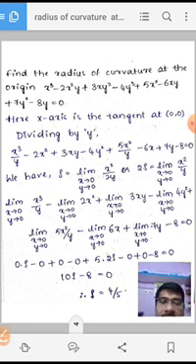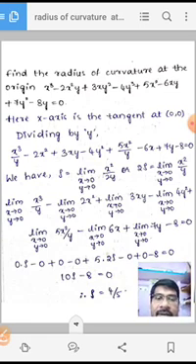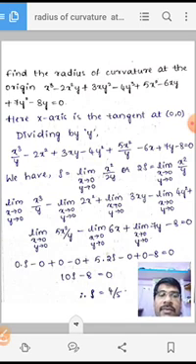Limit x tends to 0, y tends to 0, x cube by y minus limit x tends to 0, y tends to 0, 2x square plus limit x tends to 0, y tends to 0, 3xy minus limit x tends to 0, y tends to 0, 4y square plus limit x tends to 0, y tends to 0, 5x square by y minus limit x tends to 0, y tends to 0, 6x plus limit x tends to 0, y tends to 0, 7y minus 8 is equal to 0.